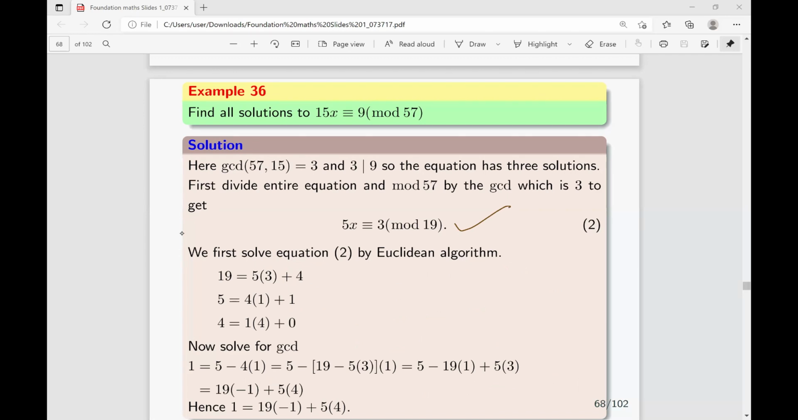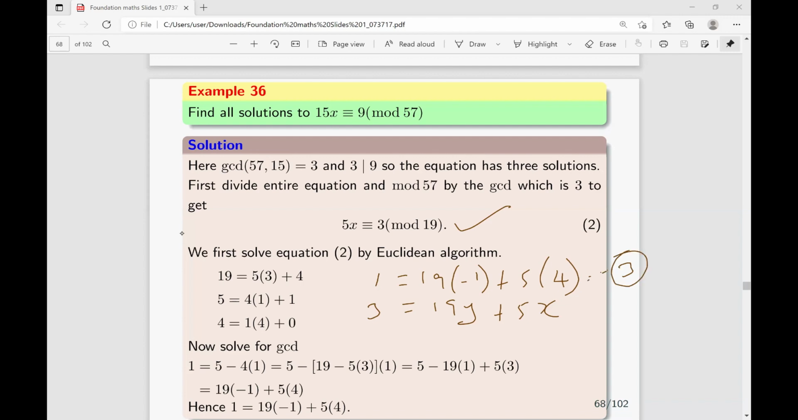Just a bit, we need to modify, because what we have just obtained is that 1 is equivalent to 19 times -1 plus 5 times -4. But what we want, equation 2, is saying that 3 should be the same as 19 times y plus 5 times x. That's what equation 2 is saying. Is that okay? So I want to use equation 3.